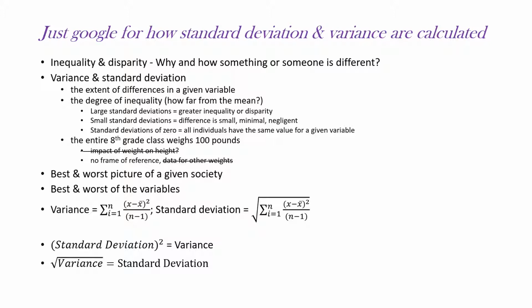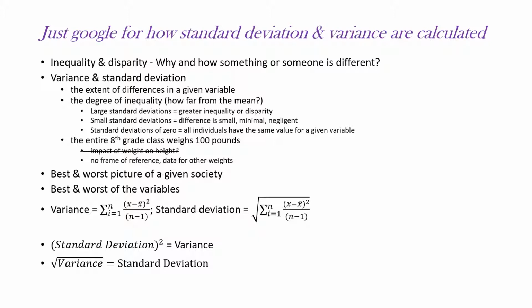A small standard deviation suggests that the degree of inequality or disparity for a given variable is smaller, minimal, or even negligible. A standard deviation of 0 indicates that all individuals have the same value for that variable.